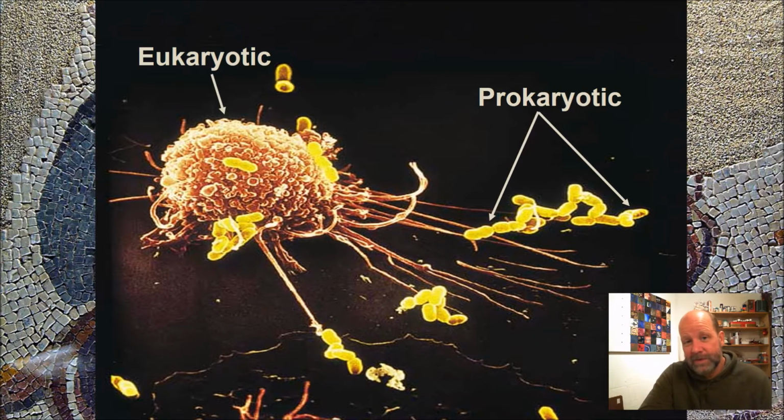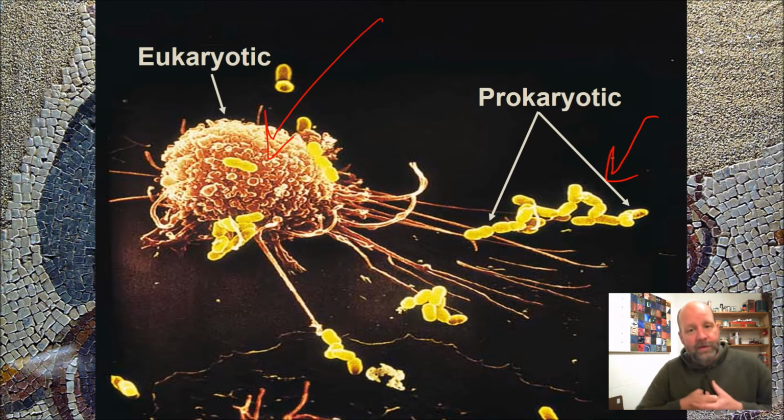This is kind of a cool image that allows you to see the size difference. These are prokaryotic bacteria in your body. Well, this is probably not in your body, but this is the way it works in your body. This is a white blood cell, a macrophage, cruising around and eating these guys. It will do endocytosis, bring those guys into the cell, and then fuse a lysosome to it to digest them.